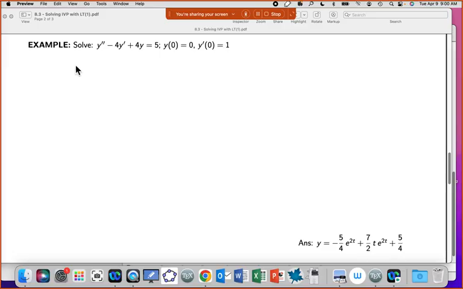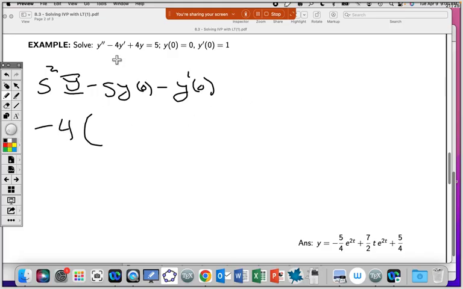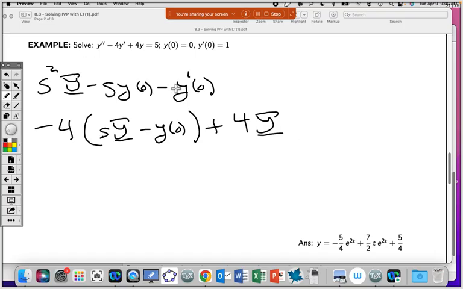So let's see what we would get here. We would get our s squared y minus s little y prime of 0 minus sy of 0 minus little y prime of 0 minus 4 times Laplace of y prime, sy minus y of 0, plus, and then this is 4y, so it's going to go to 4 capital Y. Laplace of 5 will be 5 over s.